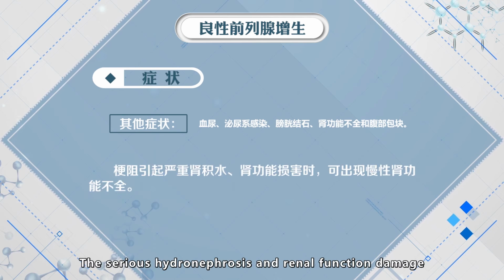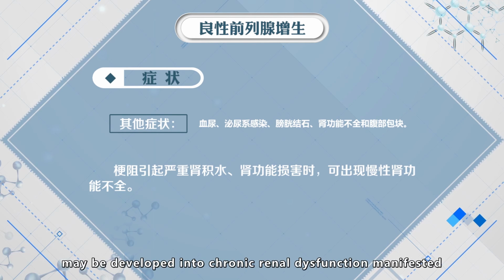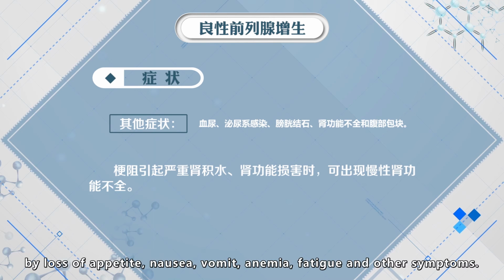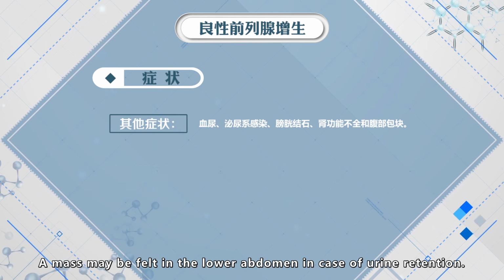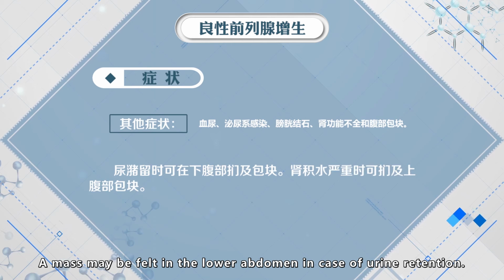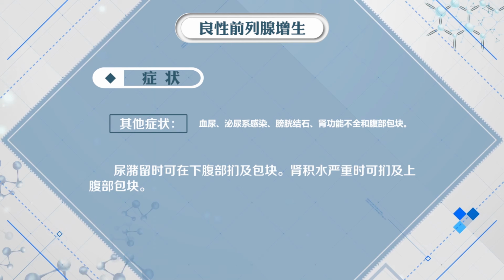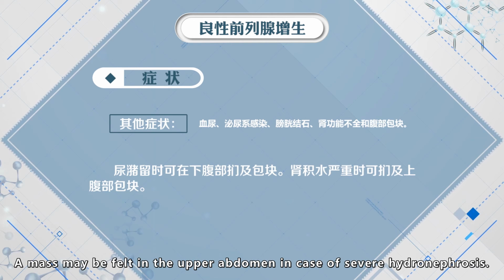Serious hydronephrosis and renal function damage may develop into chronic renal dysfunction, manifested by loss of appetite, nausea, vomiting, anemia, fatigue, and other symptoms. A mass may be felt in the lower abdomen in case of urine retention. A mass may be felt in the upper abdomen in case of severe hydronephrosis.